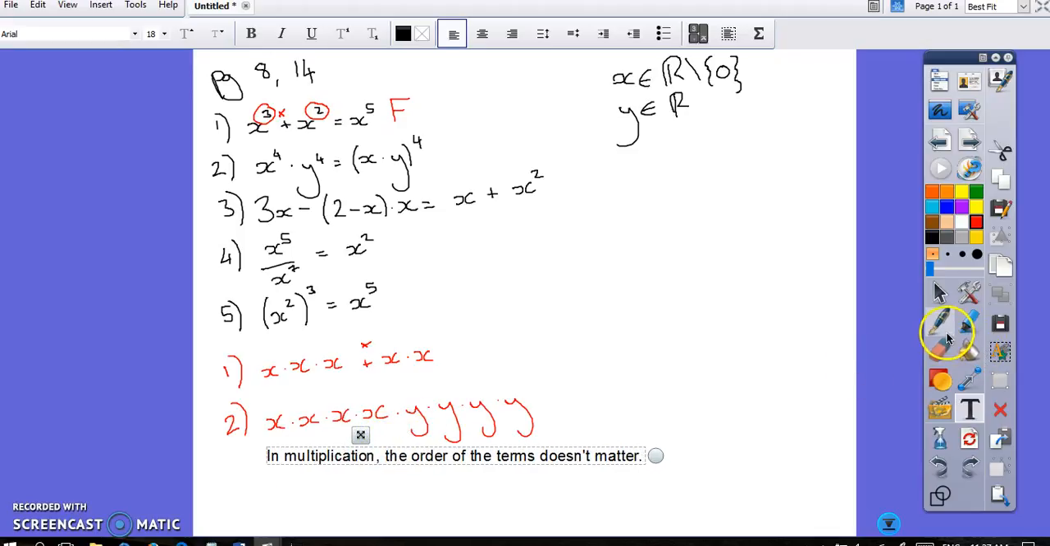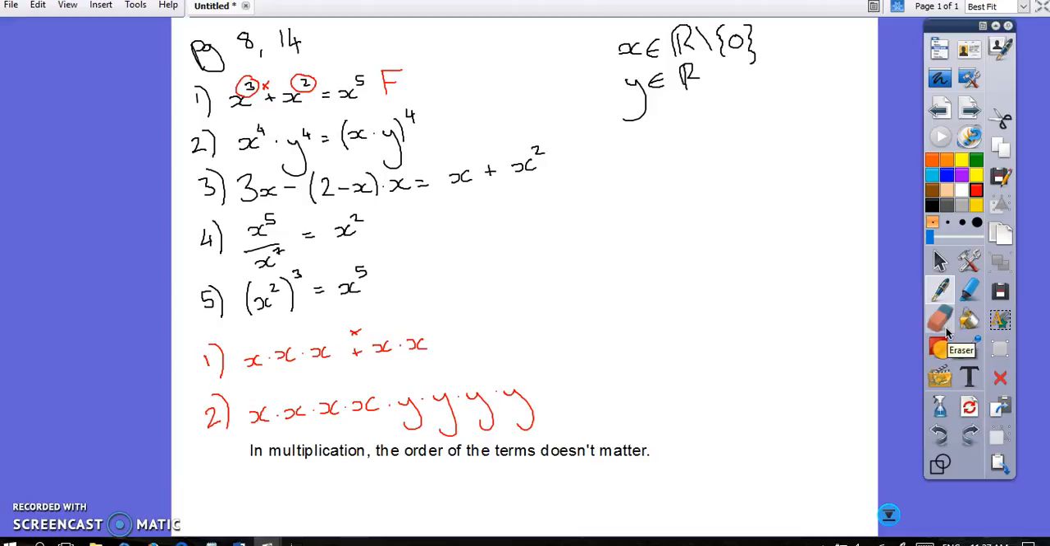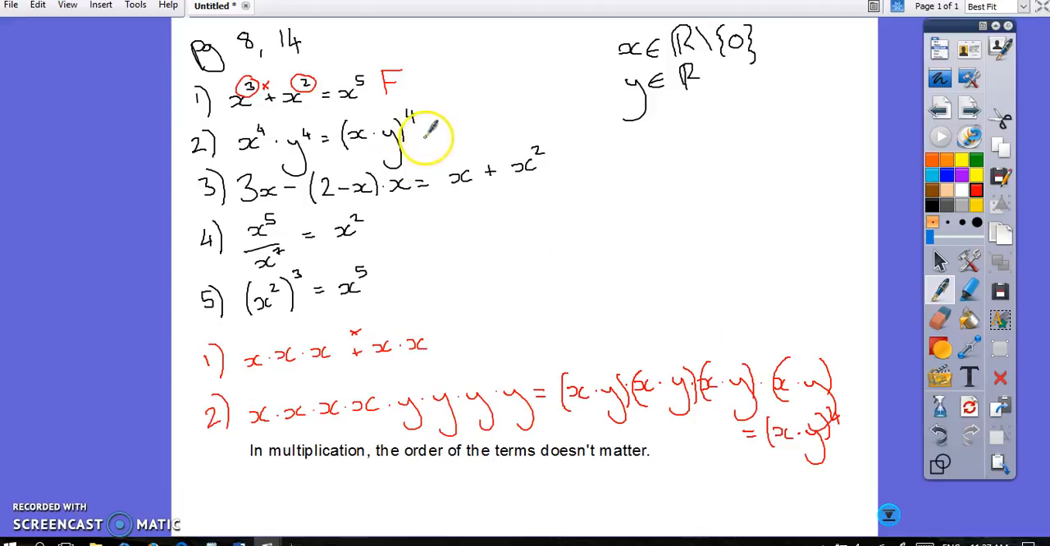This means that we can change the order of these terms in this expression. So I can change this to be x times y times x times y times x times y times x times y. I've just moved each y in between two x's. And you can see then that I have 4 lots of x times y together, which is x times y to the power of 4. So this one here is true.